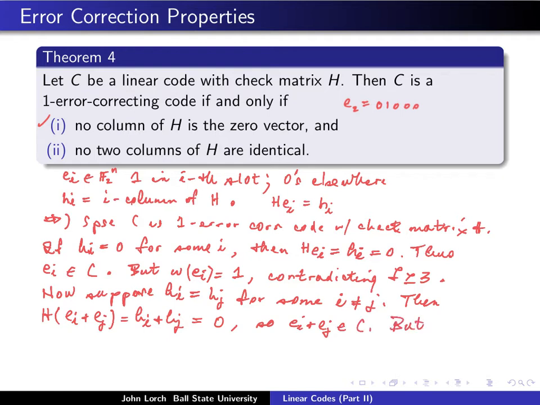But again, the weight of E sub I plus E sub j is equal to 2, right? That's equal to 2. And that is a contradiction. That contradicts that, again, that delta needs to be bigger than or equal to 3. So that shows that no two columns of H can be identical, and that proves the theorem.